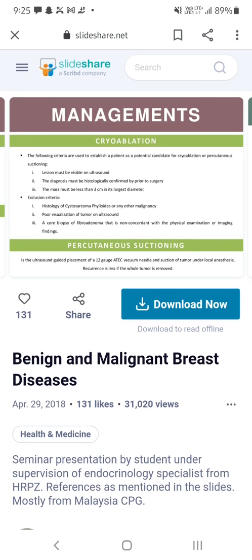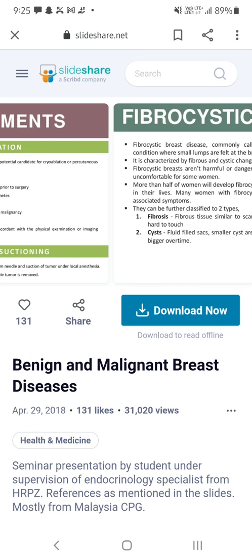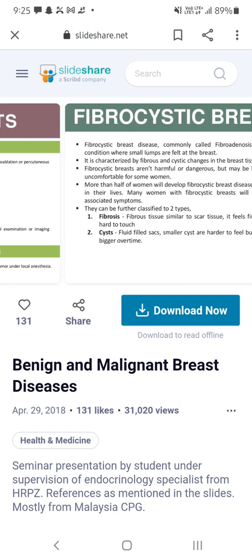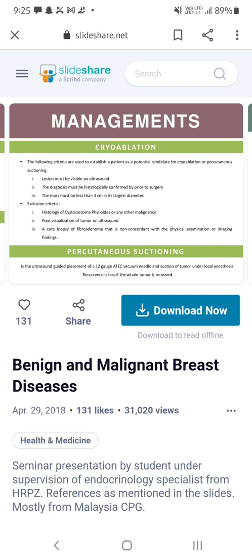Then what is percutaneous suctioning? It is ultrasound-guided placement of a 10 gauge vacuum needle, and suction of the tumor under local anesthesia. There will be a big needle and big syringe, and they will suck the tumor tissues out. This is about the fibroadenoma condition.